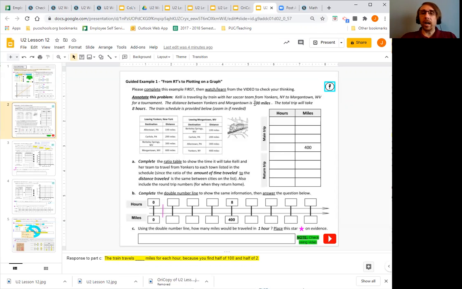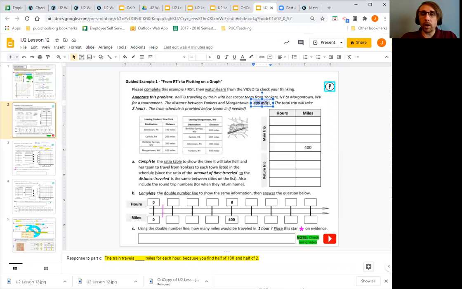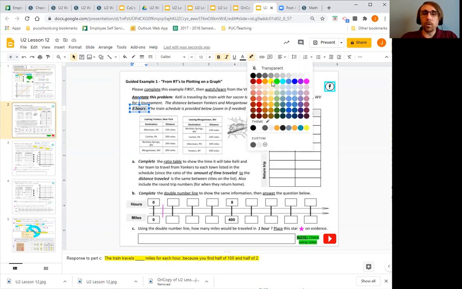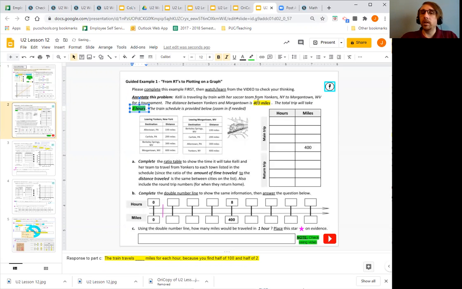So to begin with, I'm going to highlight the key numbers. I noticed that there is 400 miles in between the two main cities mentioned in this story, and so I'm going to highlight that one color. And then I'm going to highlight the other amounts in a different color so that I can keep track of time and distance differently. So this is the total time that it took them. This is the total distance it took them to get between those two cities.